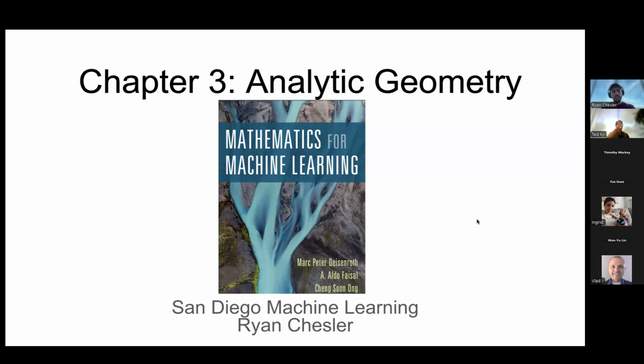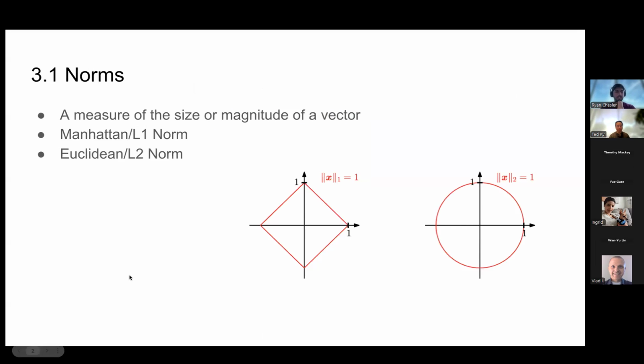So for this chapter, we were looking at analytic geometry, building a little bit off of last week, but not that much. Like Ted said, it's a little bit independent. The first part of the chapter looks at norms, which we can think of as the size or the magnitude of a vector. They gave us two examples, the L1 norm and the L2 norm.